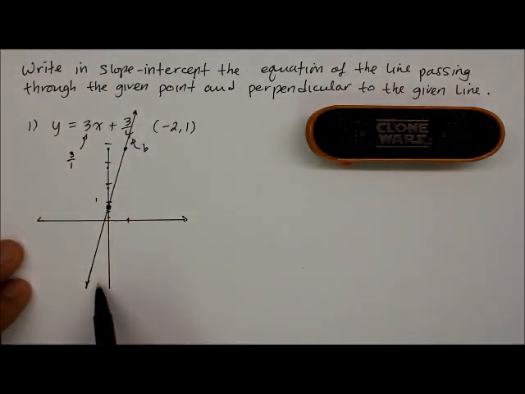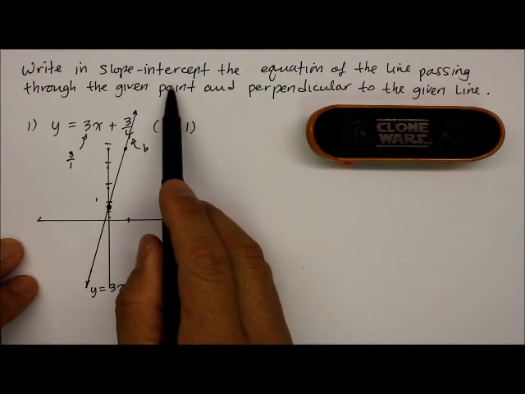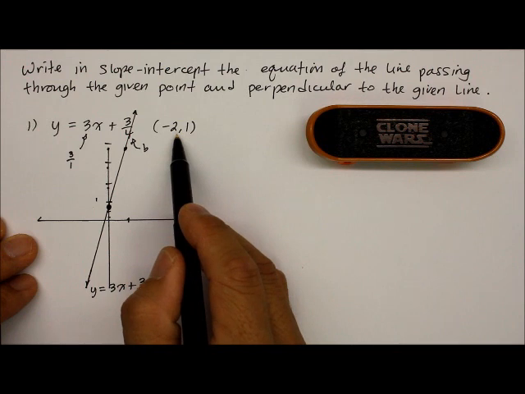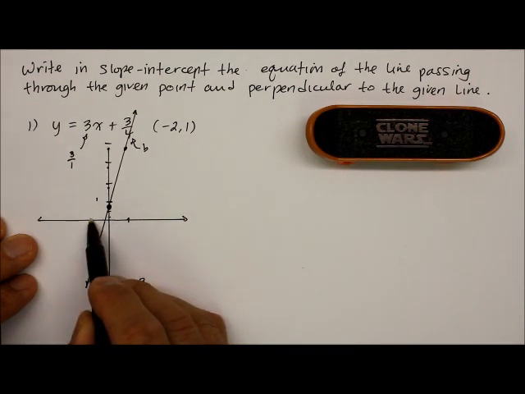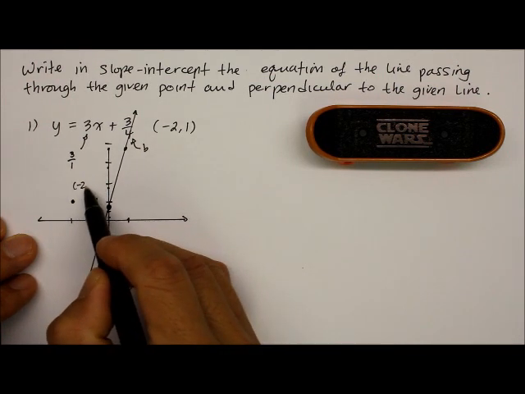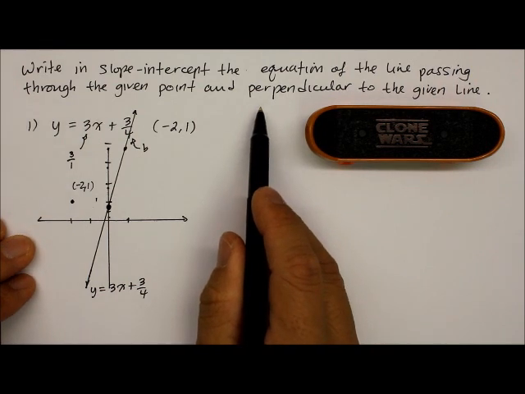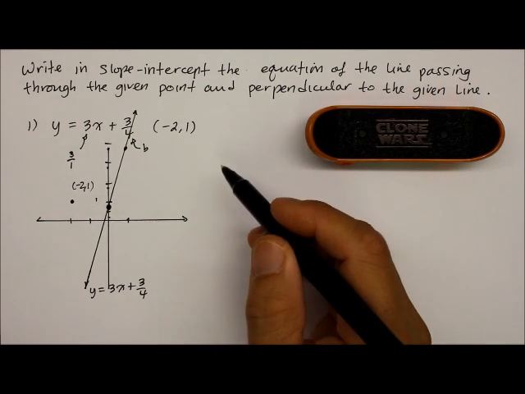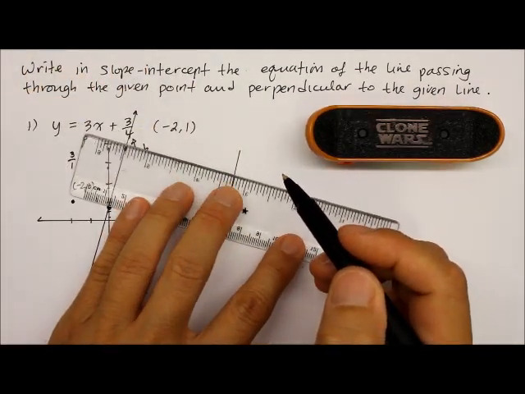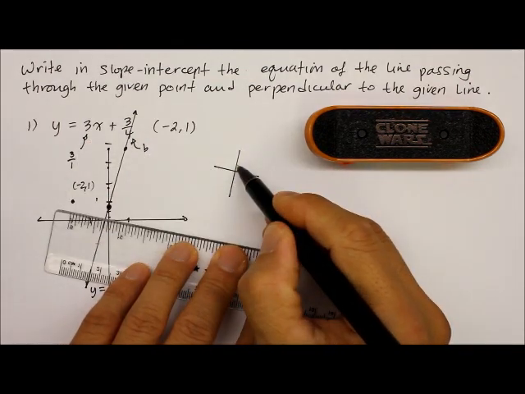And this line is represented by an equation y is equal to 3x plus 3 over 4. Now the problem says I need to write the slope-intercept form of the equation that is going to go through this point, -2 and 1. So -2, 1, right there. That's -2 and 1. And it must be perpendicular. And you know when lines are perpendicular in geometry, they're talking about when 2 lines intersect exactly at 90 degrees.